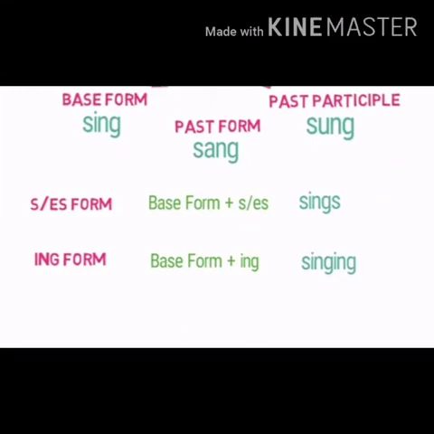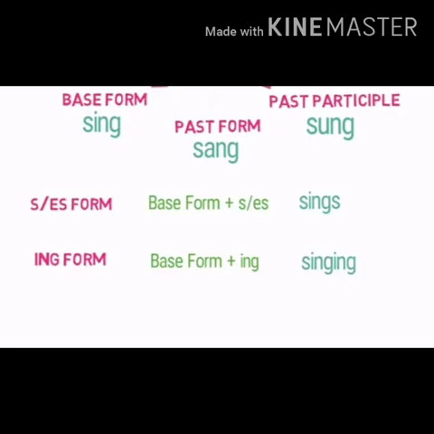Apart from these three forms, there are two more forms. And what are they? First is the S/ES form. When the subject is third person, that is he, she, it, we have to use s or es. That is base form plus s or es, like sing becomes sings. The second is the ing form, base form plus ing. For example, sing plus ing is singing.